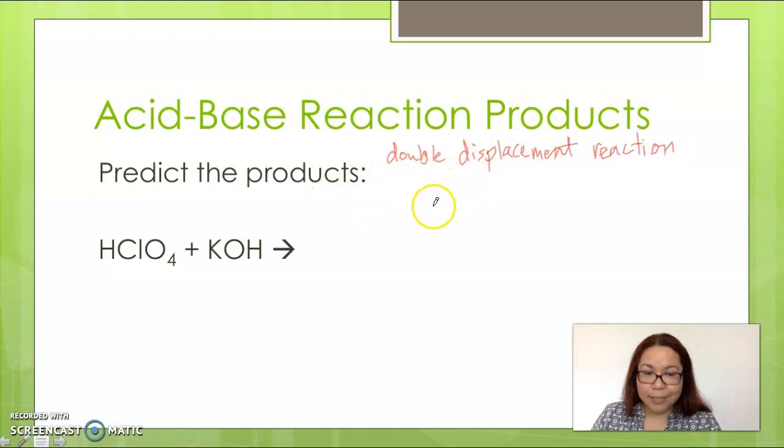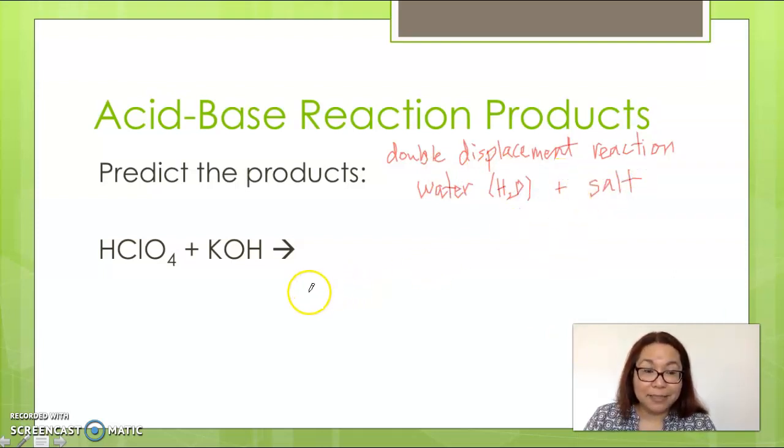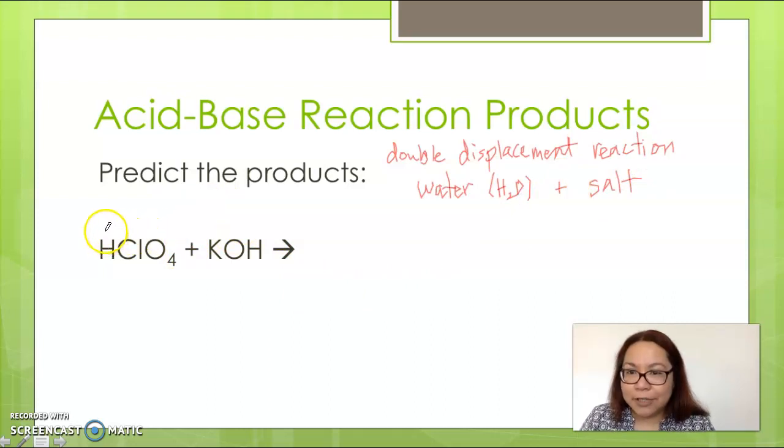Double displacement reactions, remember that it's like partners switching and swapping. And also you can try to see if water, H2O, and a salt will be the result. So let's take a look over here.